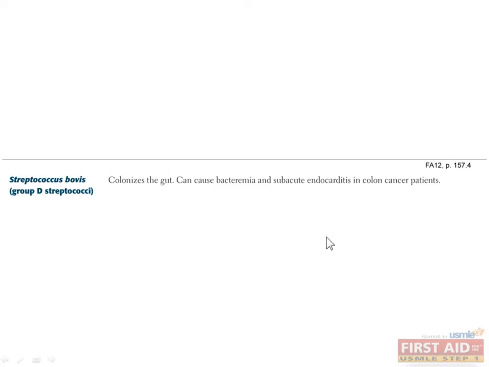You should know that S. bovis infections are very uncommon, but for some unknown reason it is associated with cancers of the GI tract. Therefore, if you ever see a patient who presents with S. bovis infection, you should suspect that she has a GI malignancy and perform the necessary workup.